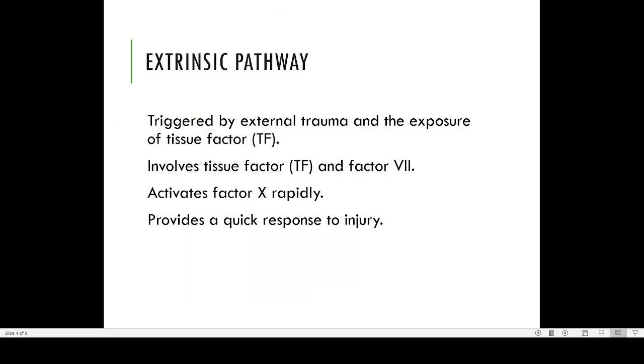In the case of the extrinsic pathway, most of the time it is caused by some kind of external trauma. Trauma means injury and exposure of tissue factor. So if there is some kind of external injury, most of the time this extrinsic pathway will be activated. This involves a number of factors. One is tissue factor and another one is factor 7. These factors will activate factor 10, and that will produce a very fast response in case there is a need for clotting.